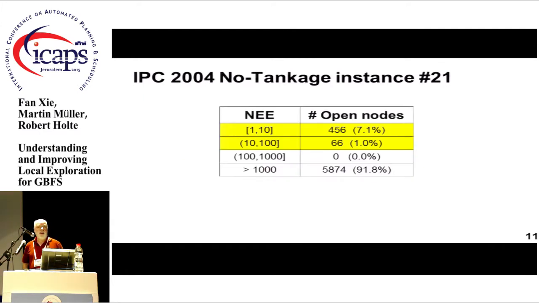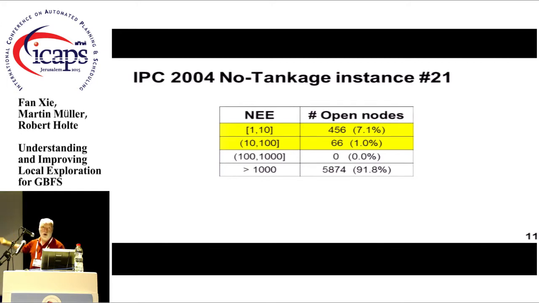Well, let's go back to that no tankage instance number 21, where we took a snapshot of the open list when it had about 5,000 elements on it, all with h equal to 2. We computed, for every one of the nodes on the open list, its NEE value. And then we put them in, as you can see, these logarithmic buckets.